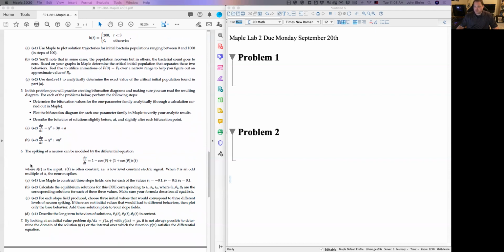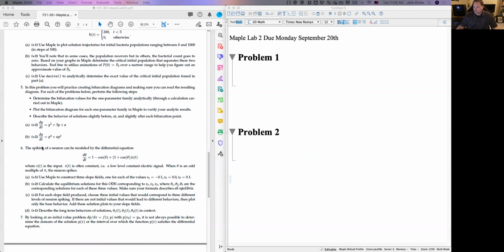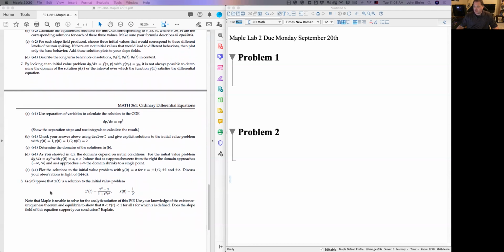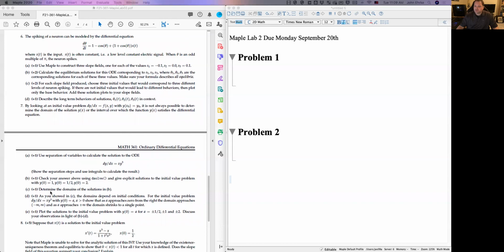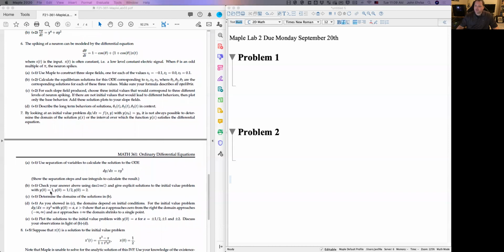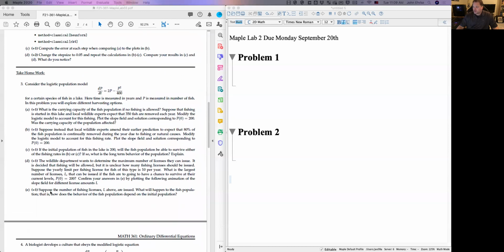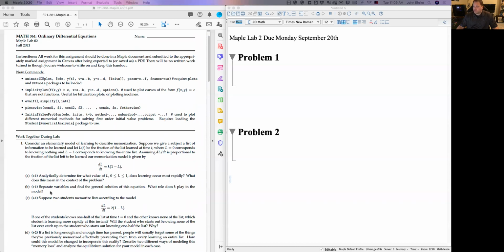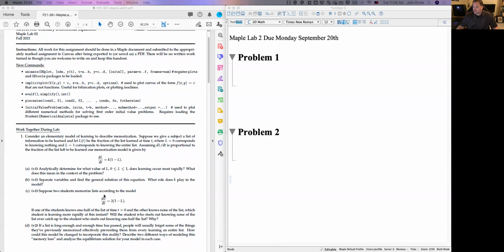You're just going to plot some slope fields and talk about what you see there in regards to equilibrium solutions. So there's really not much to problem number 6. And then problems number 7 and 8 deal with existence and uniqueness of solutions, which is something we're going to talk about Friday in class. So you should have all the material by the end of this week to be able to work on this lab. We're going to start with the first 2 questions together.